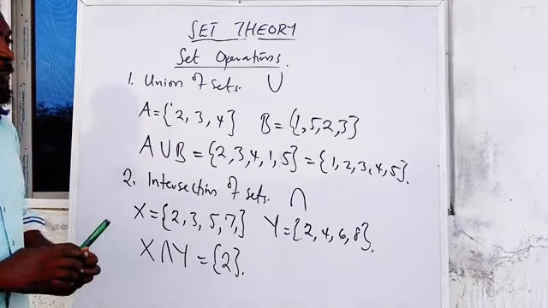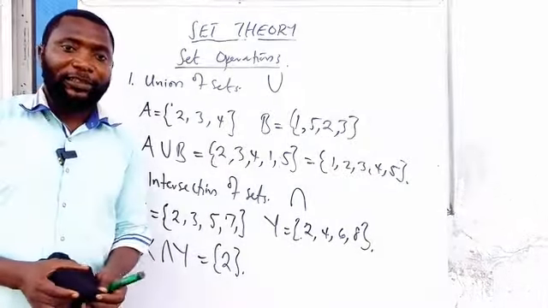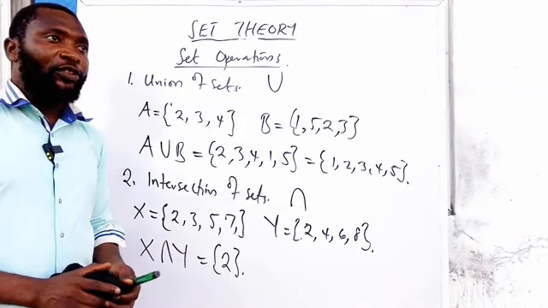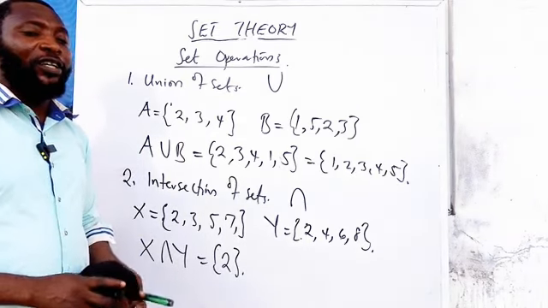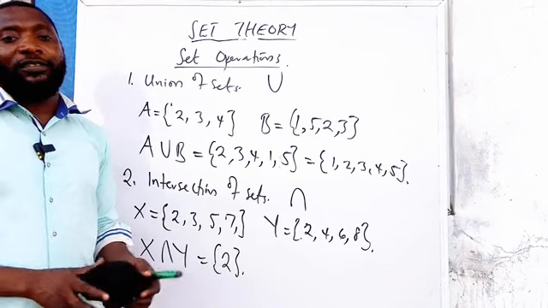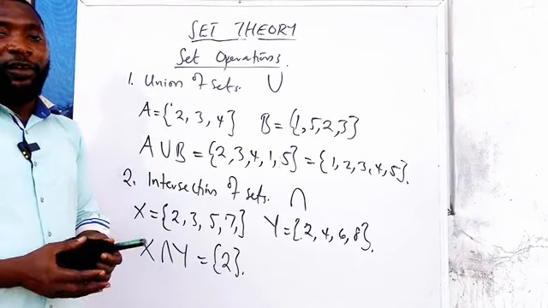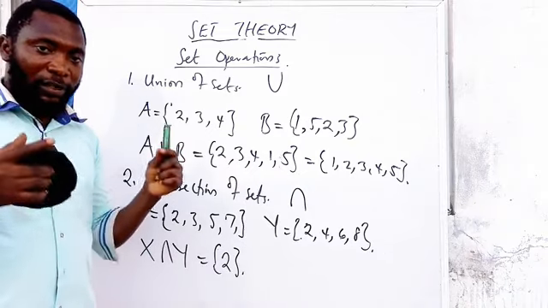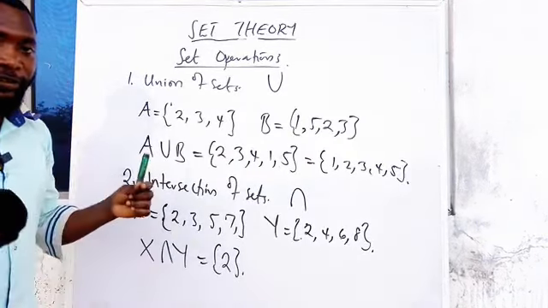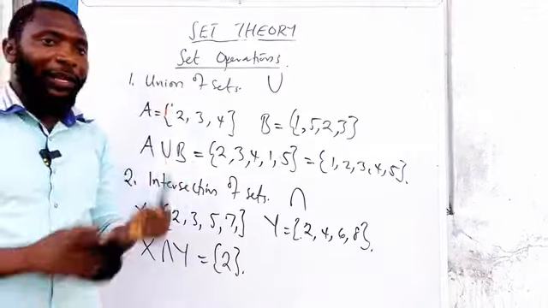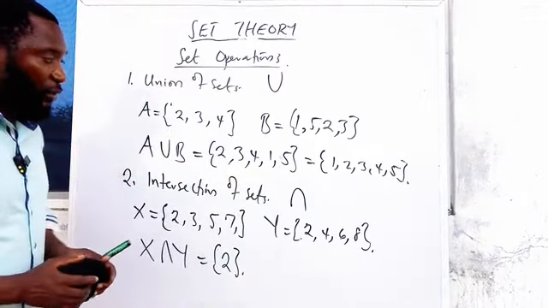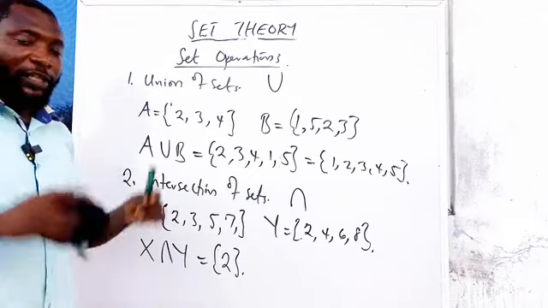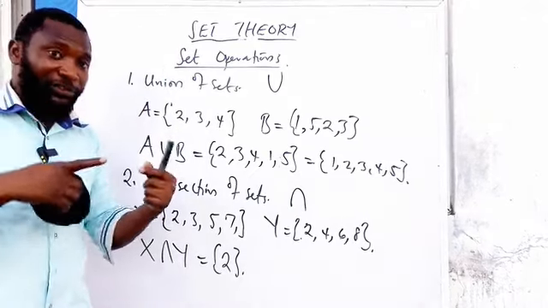Universal set is the set that contain all the sets under consideration. It is the set that contain all other sets under consideration. So, the set of all other sets under consideration.